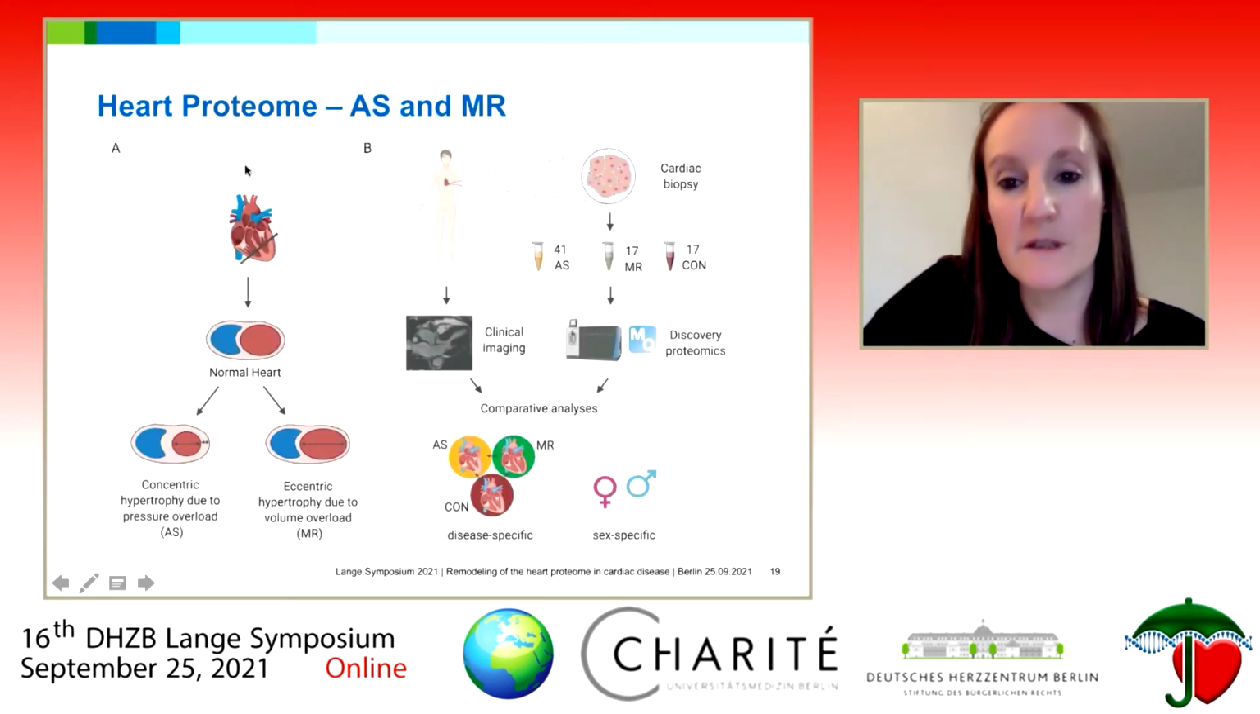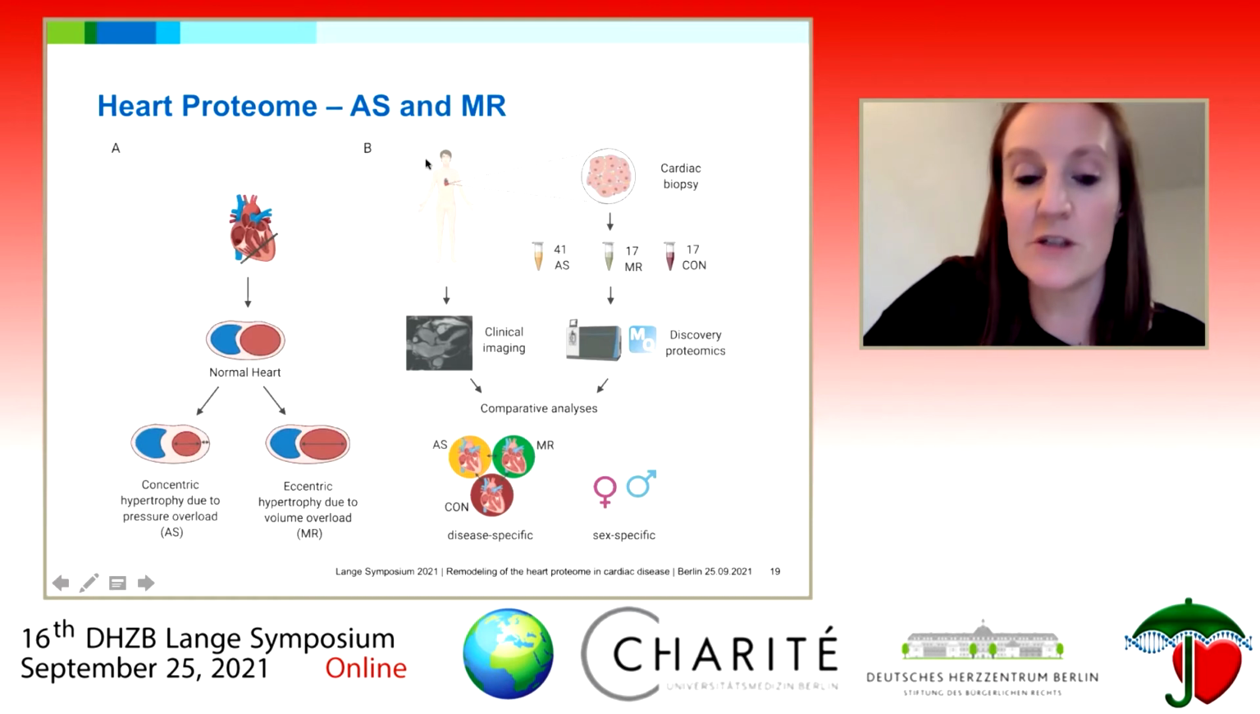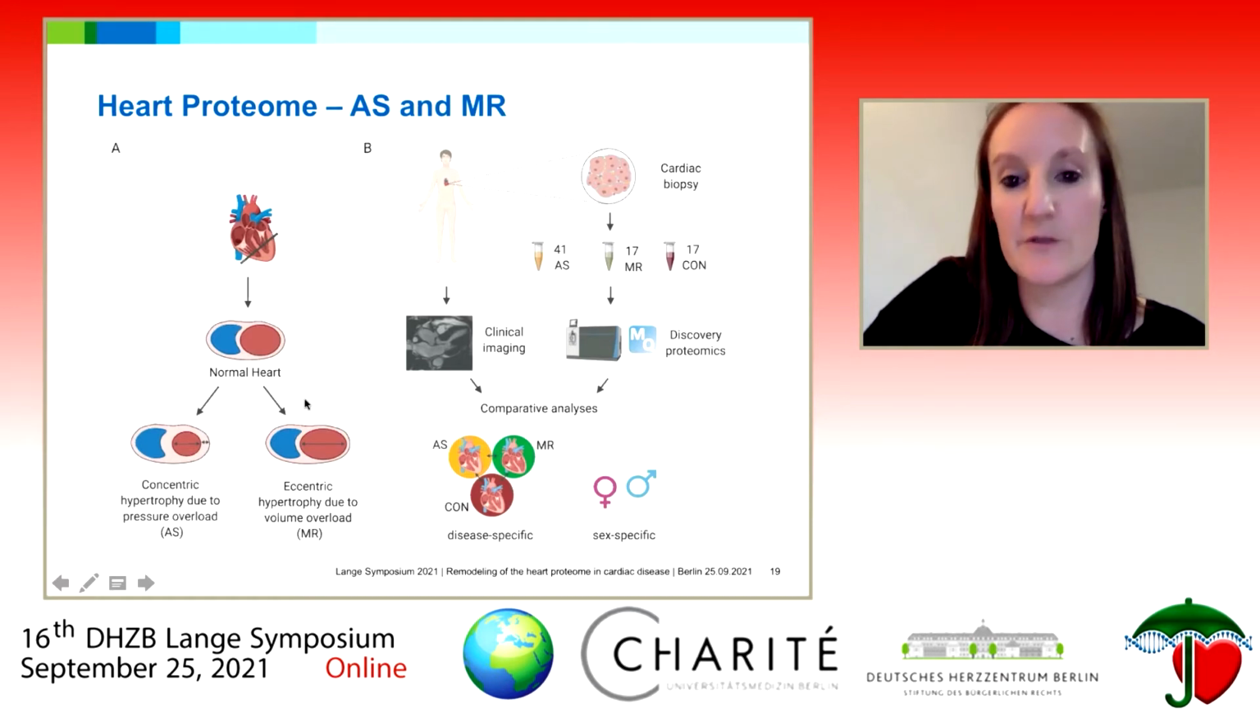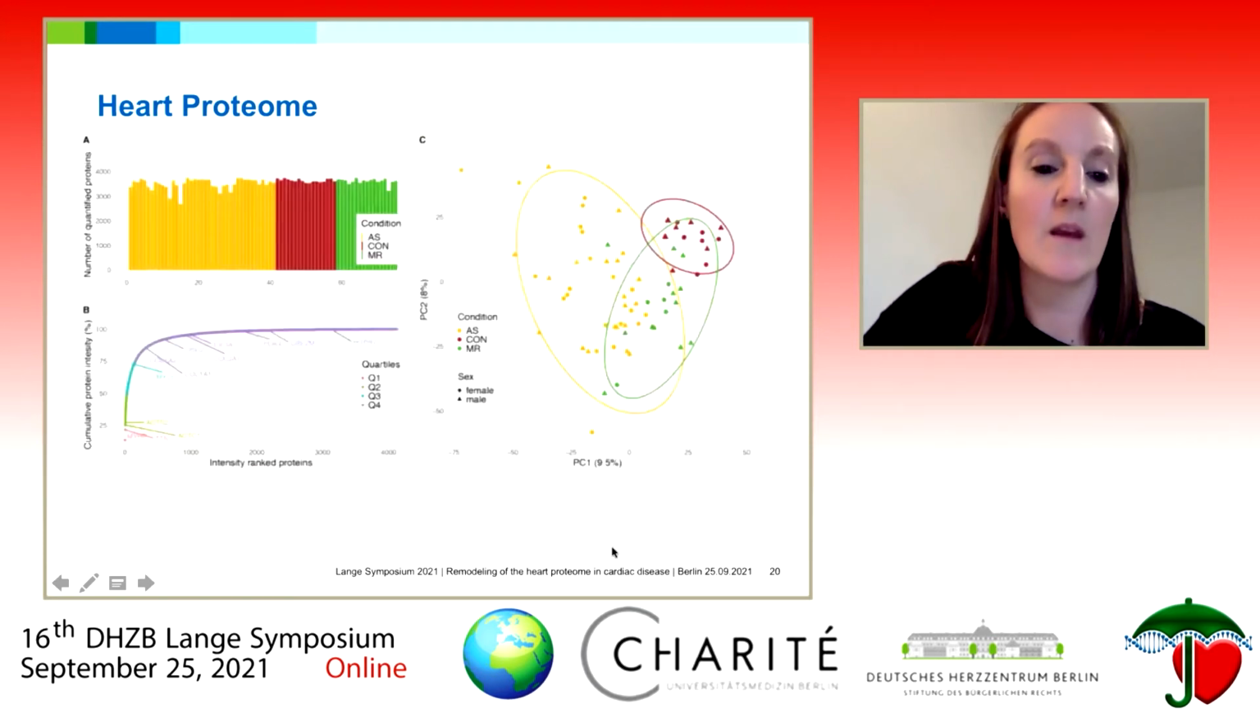We performed a study in patients with severe aortic valve stenosis and severe mitral valve regurgitation. We wanted to study the different phenotypes of pressure overload concentric hypertrophy and volume overload eccentric hypertrophy, and performed proteomic profiling. So cardiac biopsies were taken from the left ventricle, and proteomic profiling was performed, as well as clinical imaging. And we compared disease-specific differences and differences between female and male patients.